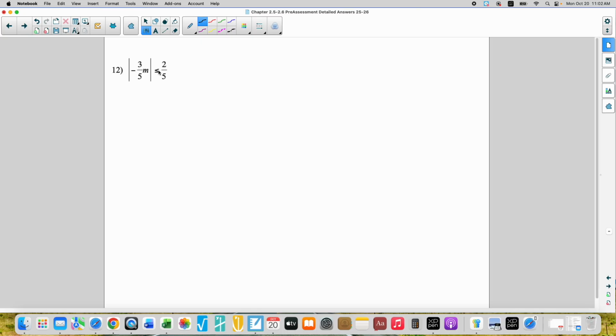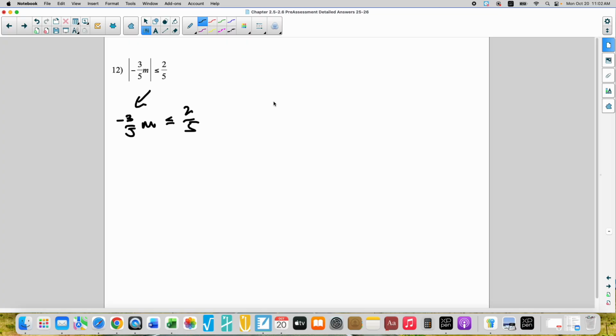This is less than, so we know less than is an and statement, so we'll write these two. Negative 3/5 m is less than or equal to 2/5. I'm going to have to move that over. And negative 3/5 m is greater than or equal to negative 2/5.